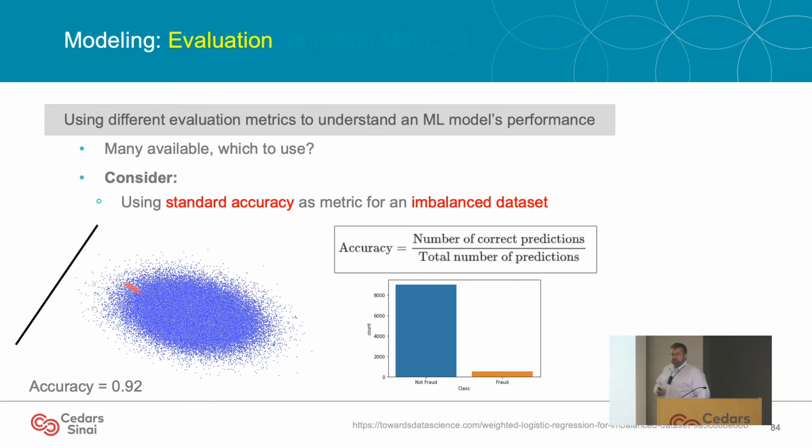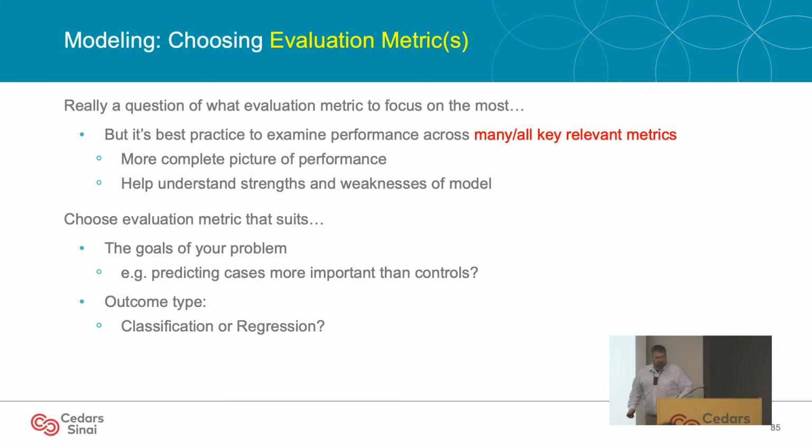It's best practice, I would say, to examine all key relevant metrics, consider them all, understand the nuances of how your machine learning model does well or poorly. This will give you a more complete picture of performance, as well as understand the strengths and weaknesses of your model. Choose an evaluation metric that suits the goals of your problem. So, for example, maybe you're more interested in predicting cases correctly than you are predicting controls. Maybe you are making a predictive model of who is at high risk of COVID, right? It's much more important that you identify those high-risk patients even at the expense of calling some low-risk patients high risk. So there's always that trade-off in how we use a model in practice.